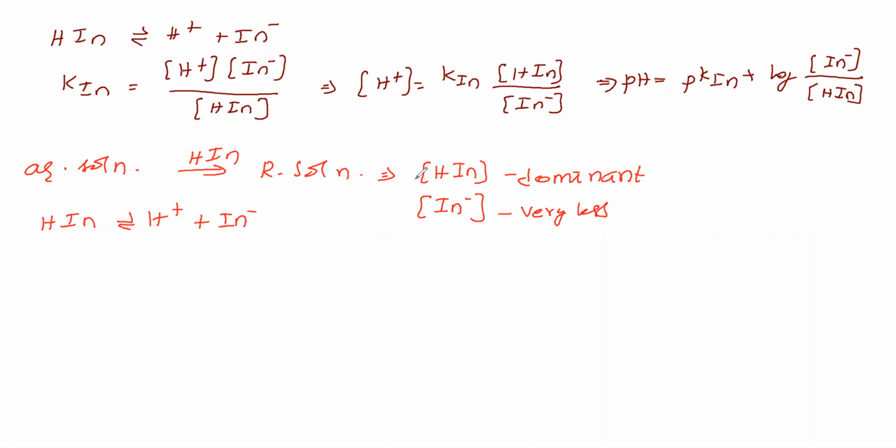Now in the resultant solution, the concentration of HIn is dominant, whereas the In⁻ concentration is very low. Wantedly we have taken it like this. Now, which color will this resultant solution show? This resultant solution will show the HIn color only, because that is the color HIn has.